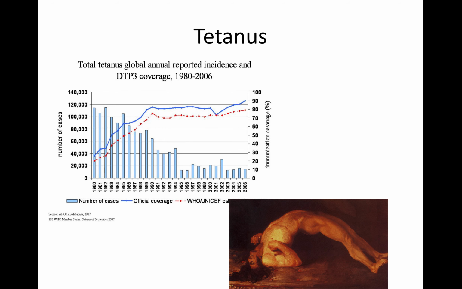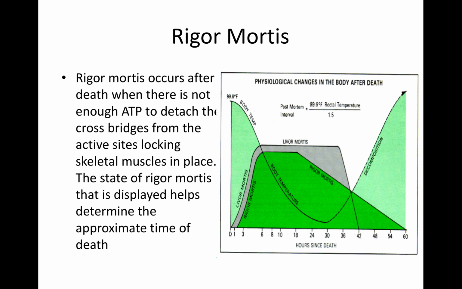We took a look at tetanus when all the muscles in your body are constantly contracted. And we also discussed rigor mortis, which occurs after death when there's not enough ATP to detach the cross bridges to take apart the myosin from the actin, so your muscles get locked into place and you become really, really stiff.